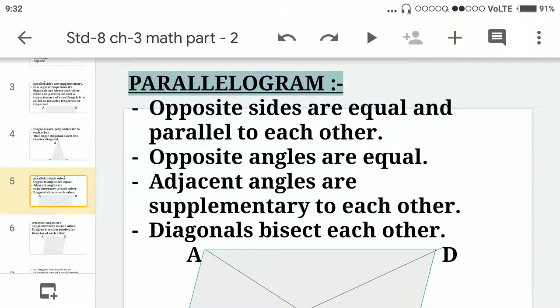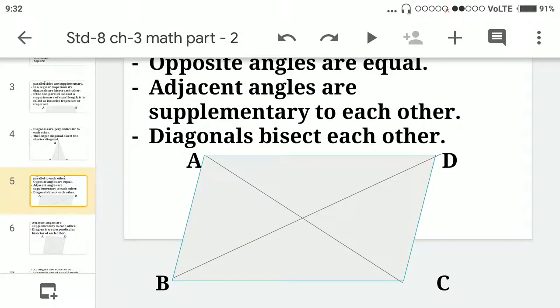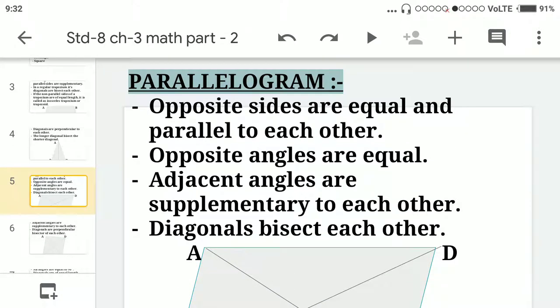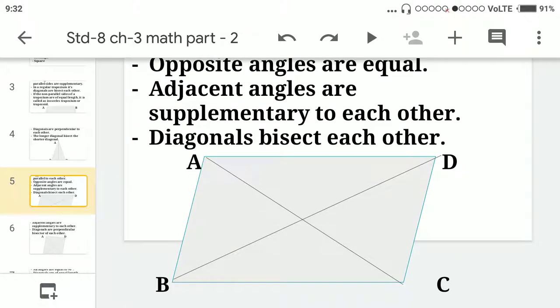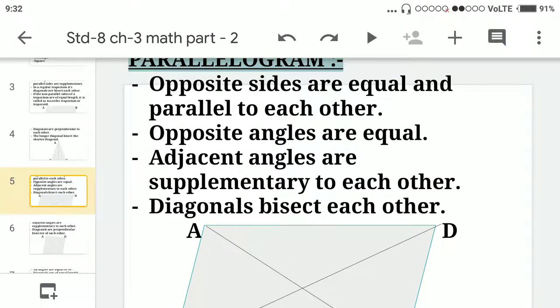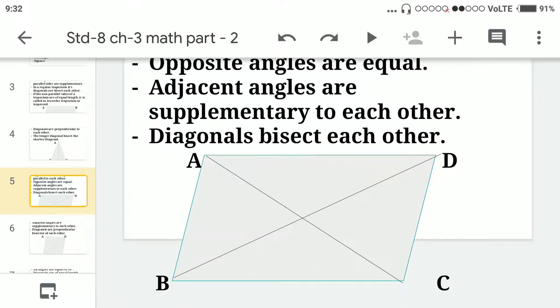Then move to your parallelogram. So in the case of a parallelogram, what are the properties? Opposite sides are equal as well as parallel to each other. So in this case, AD is equal to BC as well as AD parallel to BC. Opposite angles are also equal, like angle A equal to angle C and angle B equal to angle D. Then adjacent angles are supplementary to each other. Supplementary means the sum of two angles will be 180 degrees. Adjacent means what? Nearby or consecutive.